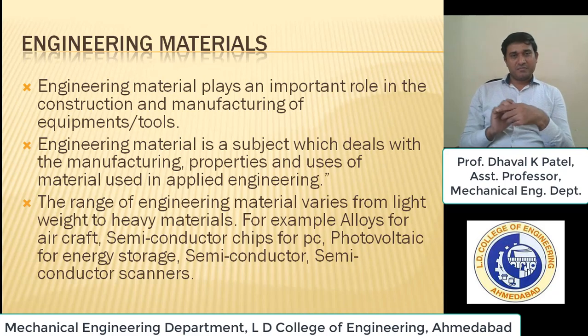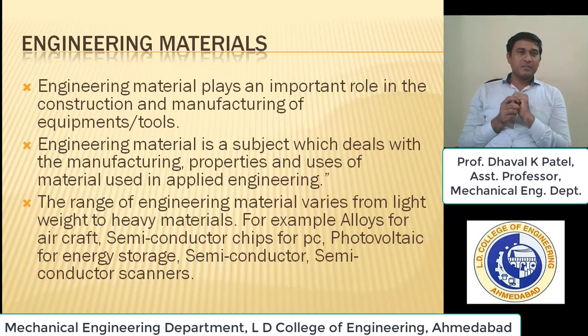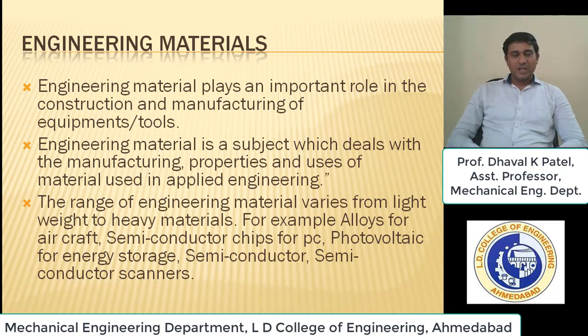But for engineering materials, what do we have to do to convert normal materials into engineering materials? As we discussed earlier, iron ores, then metals, and then the actual component. So iron ore is not an engineering material. We have to do some value adding process to convert raw materials into engineering materials. Engineering materials play an important role in the construction and manufacturing of equipment and tools used in engineering. So engineering materials is a subject which deals with the manufacturing, properties, and use of that particular material in applied engineering.